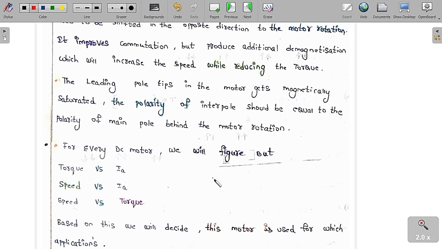For each and every motor we are going to draw the graphs between torque versus armature current, speed versus armature current, and speed versus torque. Based on this we will see which applications this motor is used for. I have already shown each and every graph of DC motors, for each and every motor.